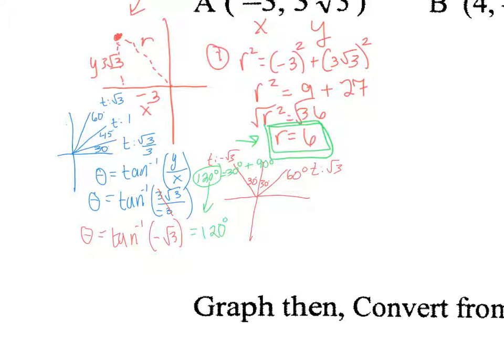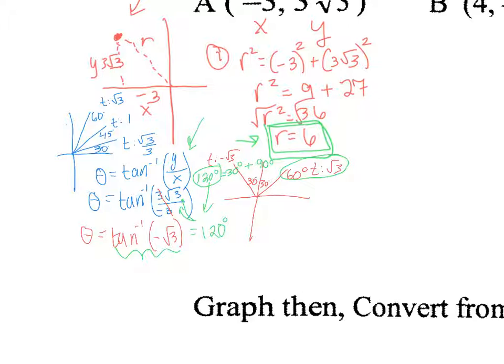So what we do is we say theta is inverse tan of y over x. So we use our ordered pair, we insert our y over x. We end up getting theta is inverse tan of negative root 3. Remember, we always look at tan in the first quadrant and then we reflect. So in the first quadrant, tan root 3 is at 60 degrees.